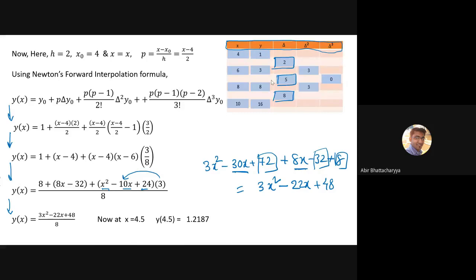So that is all about Newton's forward interpolations. Any questions till now, please ask me. Otherwise, write down C on chat box, such that you can go for the next topic.